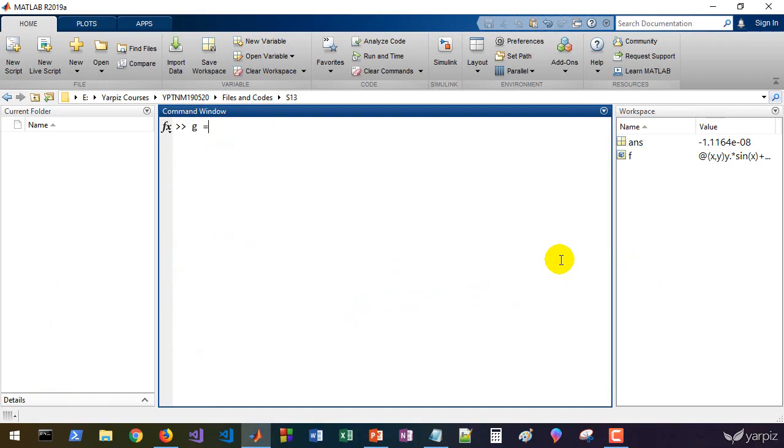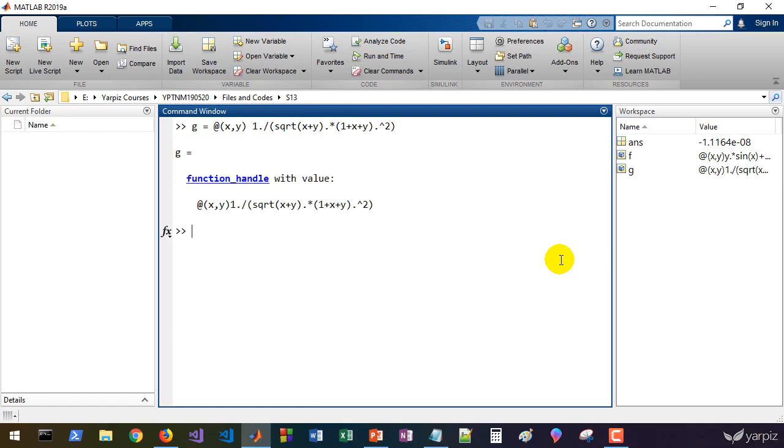So let's define g as a function of x and y, and that's 1 divided by open parentheses to define the denominator of the function. Remember that we use the dot operators here to enable the algorithms to evaluate the function values in a vectorized way. Square root of x plus y times (1 plus x plus y) squared, and that's it.